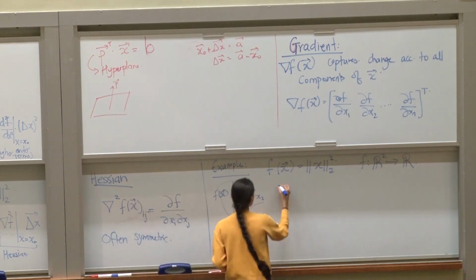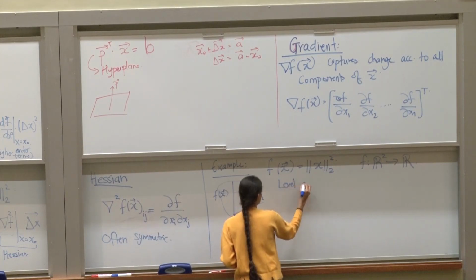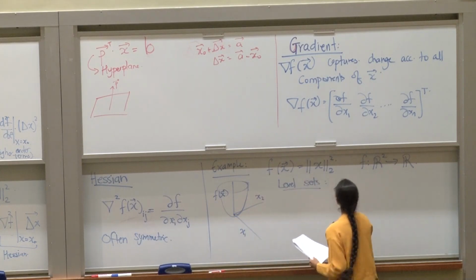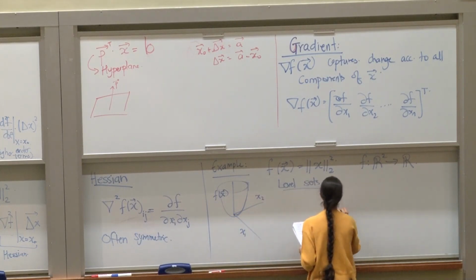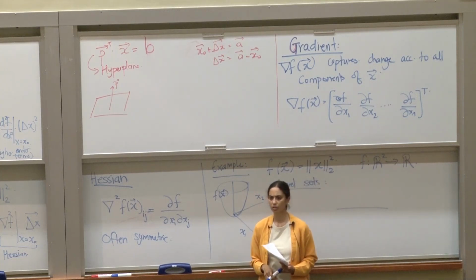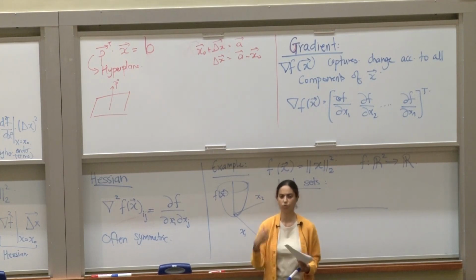And if we draw the level sets of this, what are the level sets of this function? What is a level set? How many people have seen level sets before? Okay, everyone knows what a level set is. Okay, so why don't you draw the level sets?